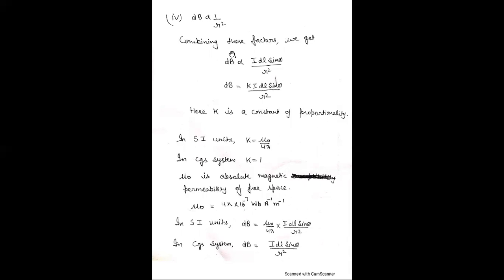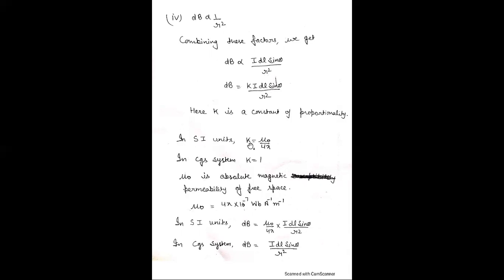Combining all these factors, dB is directly proportional to I dl sin theta upon R square. Remove this proportionality and use K, the proportionality constant: dB equals K I dl sin theta upon R square, and here K is a constant of proportionality.